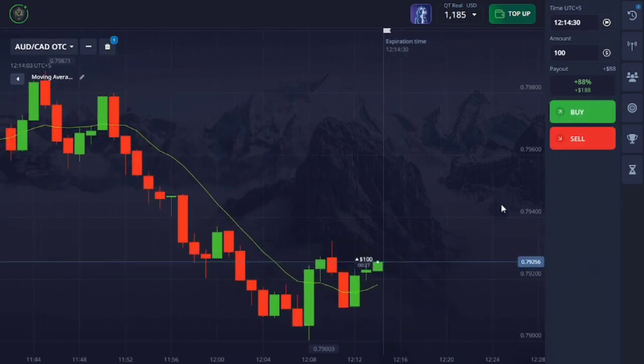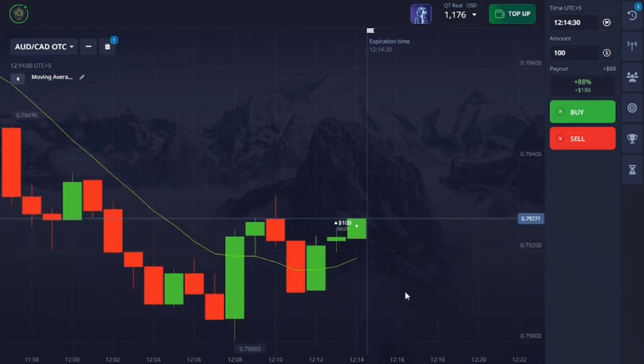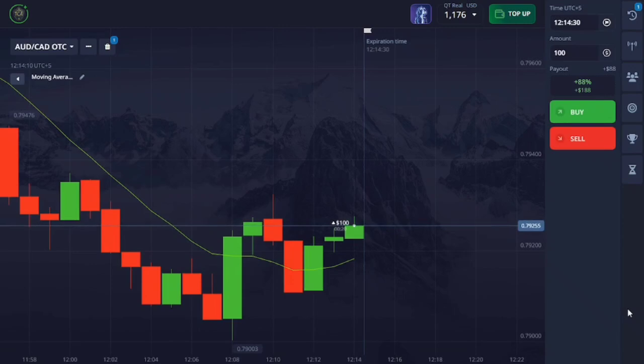Okay, and here I have taken a buy trade of $100. The moving average indicator is giving us an indication that the market can pump from here, and we are waiting for our trade to close. The trade entry is a little late, due to which the trade has been lost. No problem. We find the next trade and analyze the market a little.